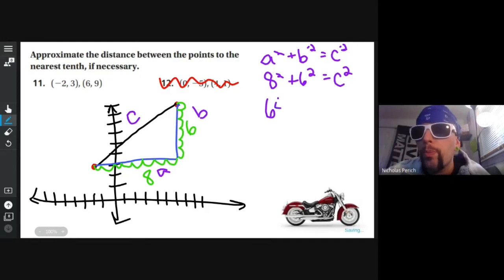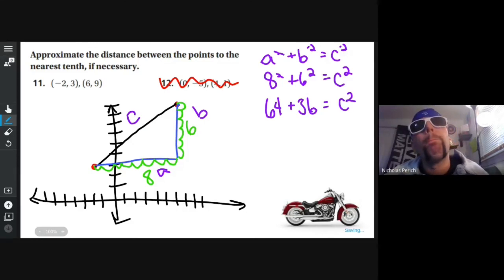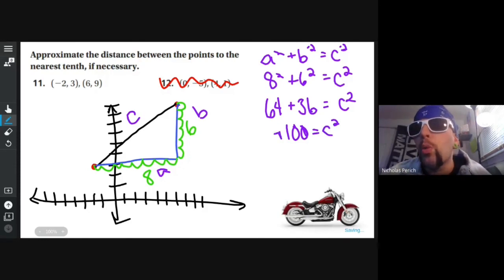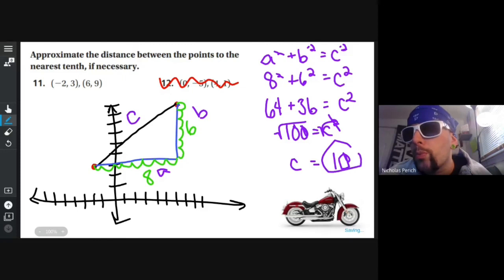64 plus 36 equals C squared. Add those up, you get 100. That's going to equal C squared. Square root them both. And the square root of 100 is 10. Who would have thought?